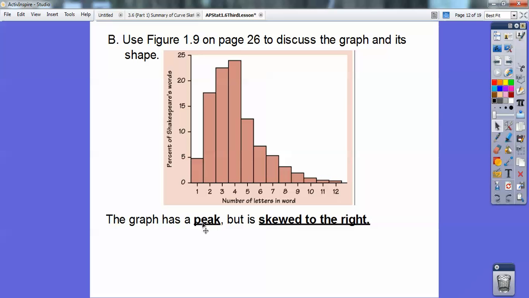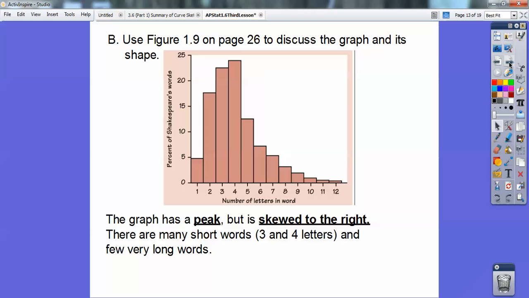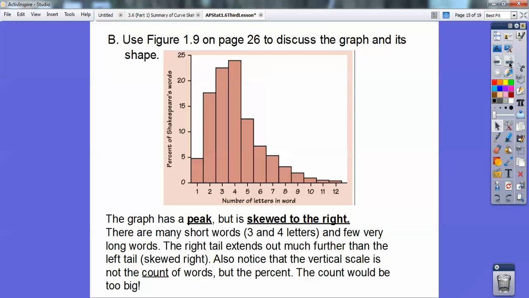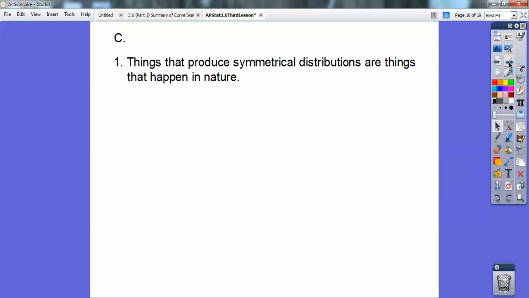The graph has a peak, but it is definitely skewed to the right. There are very many short words, 3 and 4 letter words, and very few long words. The right tail extends out much further than the left tail, so that means it's skewed to the right. Also notice that the vertical scale is not the count of words, but it's the percent. The count would be too big. We talked about that.